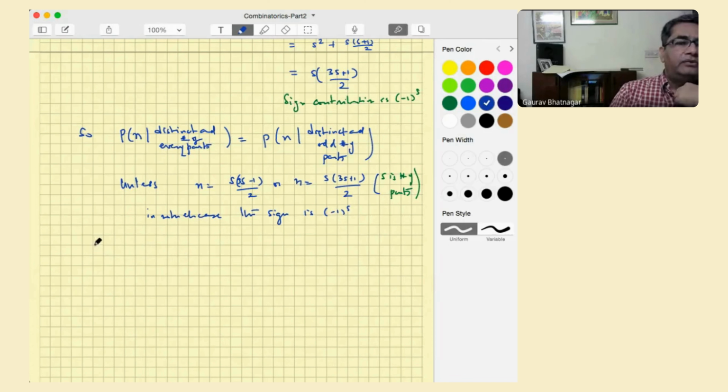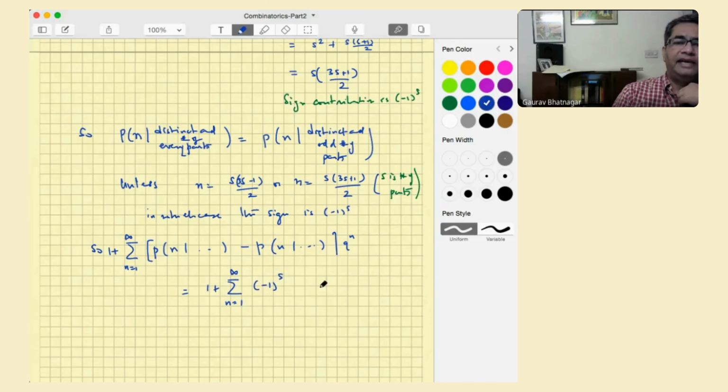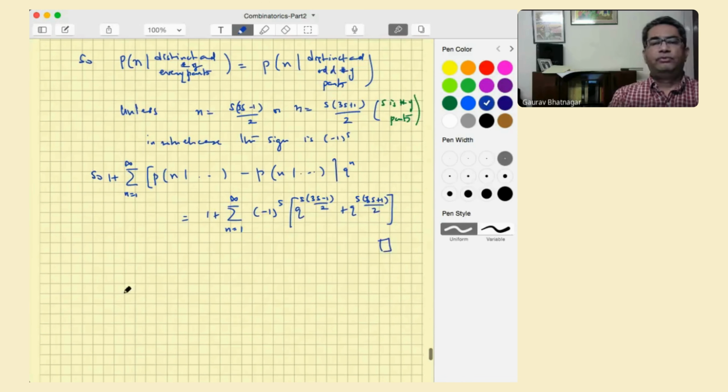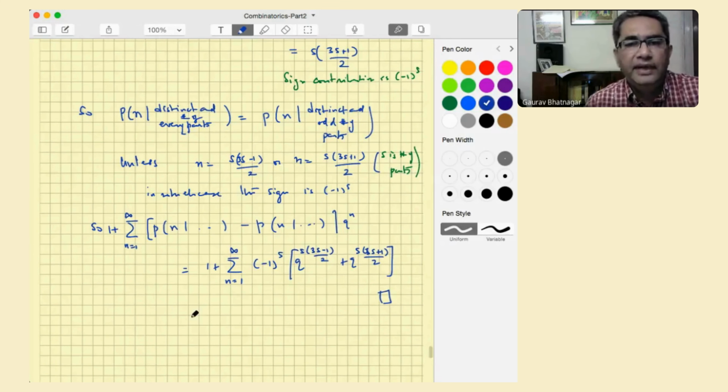So what do we get? Of course, that means that if you do the even count minus the odd count, and let's just keep q raised to n outside, then this will be equal to 1 plus the sum from S equal to 1 to infinity of minus 1 raised to S, q raised to S(3S minus 1)/2 plus q raised to S(3S plus 1)/2. That's the proof. Okay, any questions?